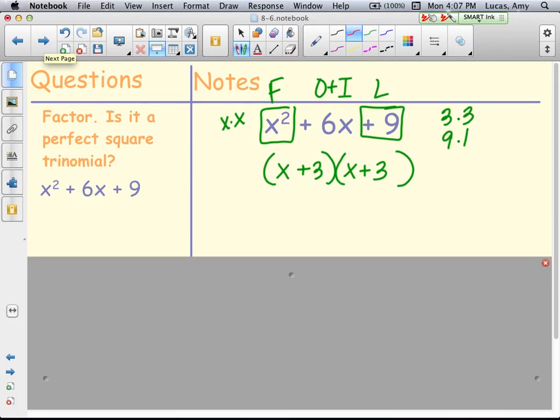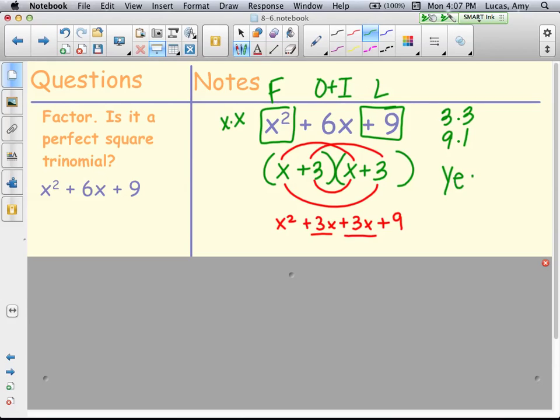So if I FOIL this, I get x squared plus 3x plus another 3x plus 9. So my middle term checks out, and I've FOILed this correctly. Because I see both of my binomials are (x plus 3), I'm going to say, yes, it's a perfect square trinomial, and it is (x plus 3) squared. So this is my final answer.